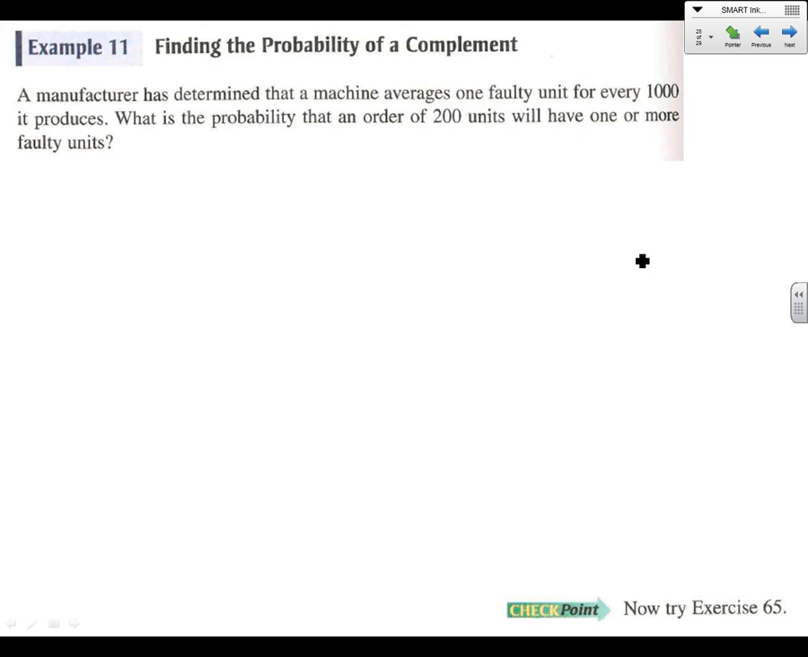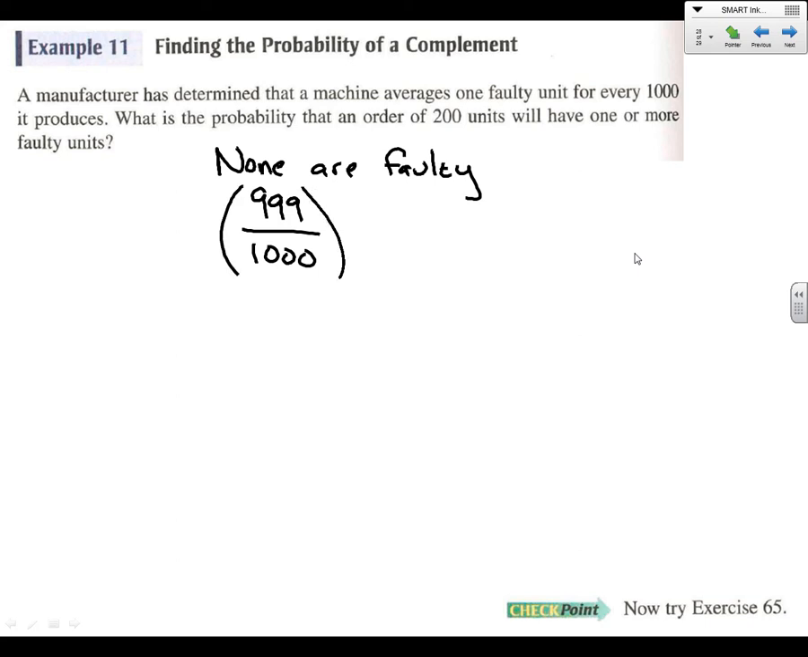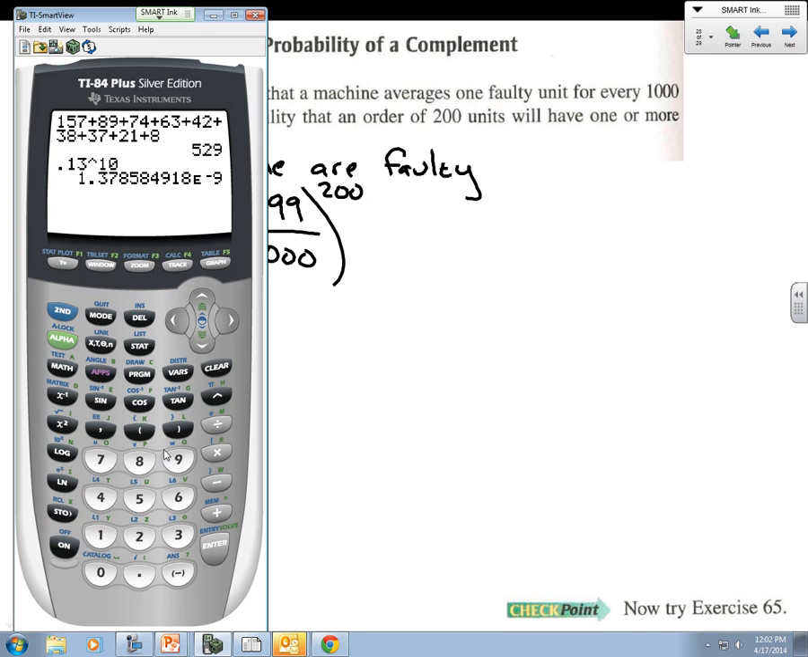The better way of solving this is none are faulty. And then we use the complement to figure out the opposite. So what's the probability that none are faulty? It says that there's a faulty one 1 out of every 1,000, which means for every 1,000, 999 of them are not going to be faulty. Okay? So you have a 999 over 1,000 chance of having a good unit shipped to you, a good machine. If we have 200 of those coming to us, we're going to raise that to the 200th. So there's a 999 over 1,000 to the 200th chance that none are faulty.